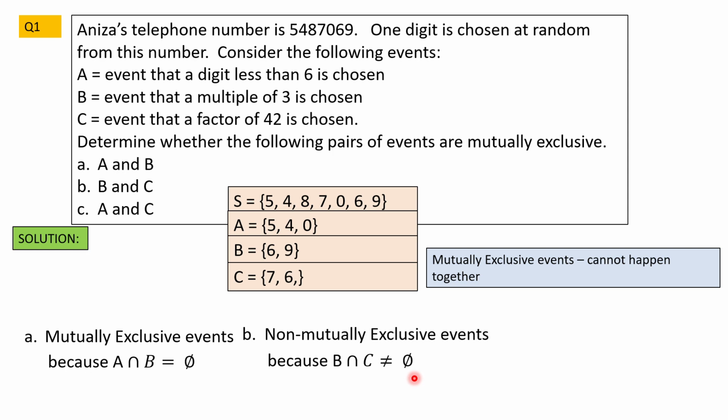And the last one, you compare set A and C. Compare event A and event C, and you will come to the conclusion that A and C do not intersect. Therefore, these two events are mutually exclusive events. Not intersecting means they cannot happen together. So here the reason is A intersect C equals an empty set.